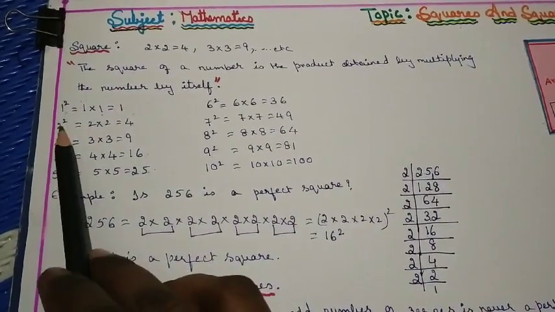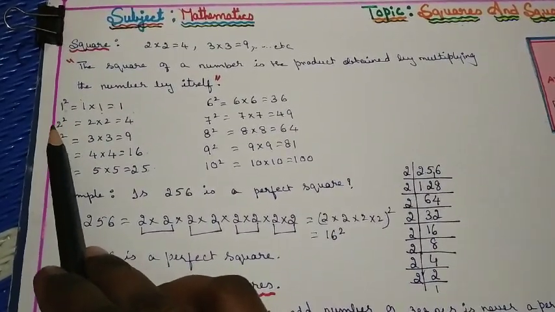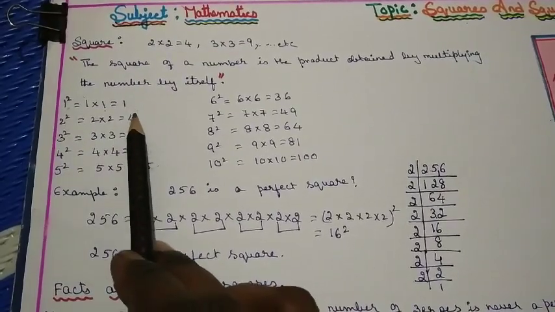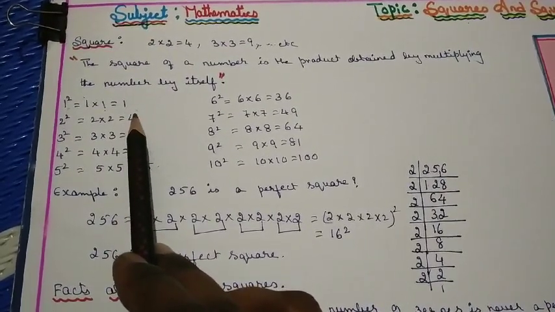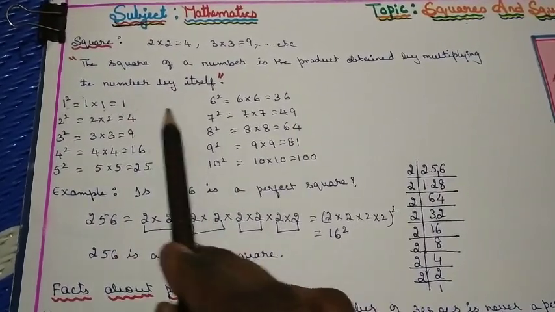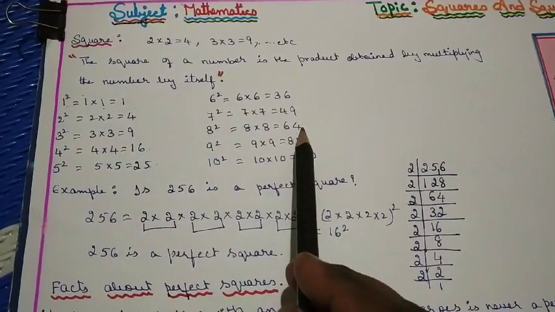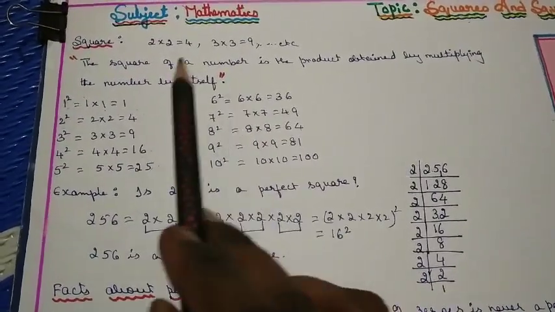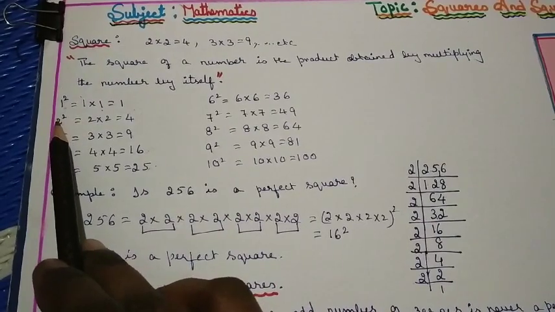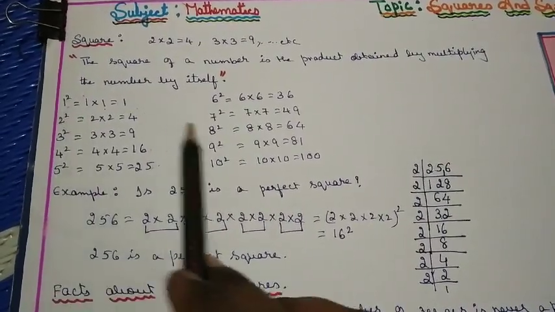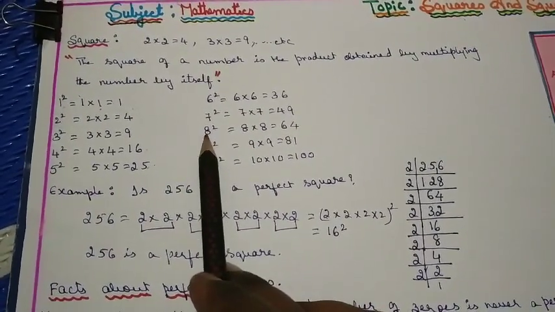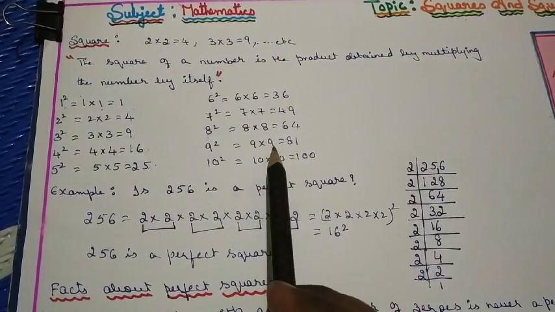Similarly, you go with the 2 square. The units place is 2, and its perfect square ends with 4. So if the perfect square is ending with 4, then its square root's units place will be either 2 or 8. So 9 square equals 81, right?